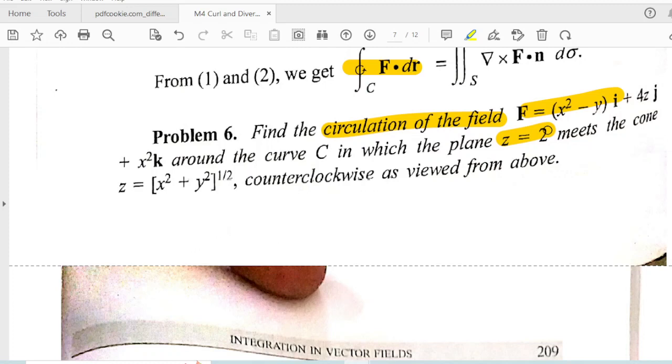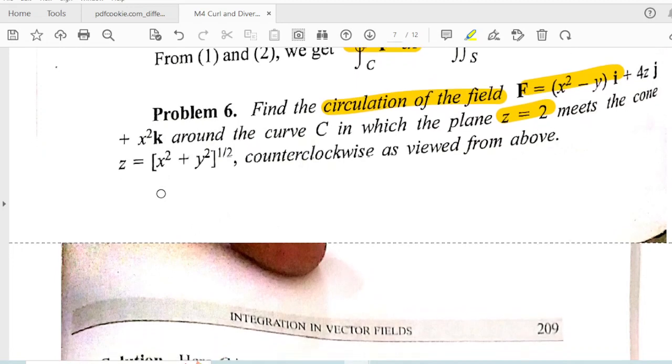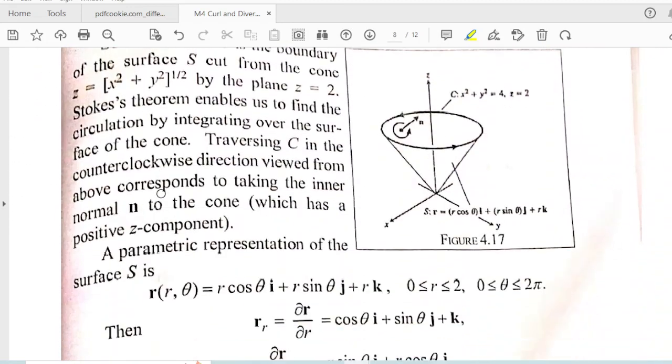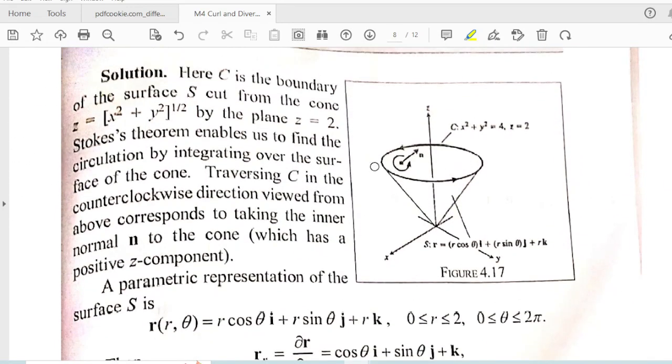The plane meets the cone and forms a region. This is our plane. A plane meets a cone.